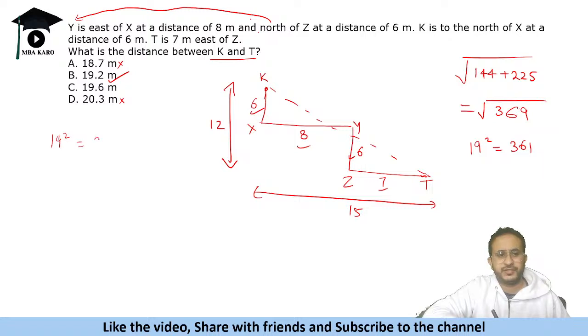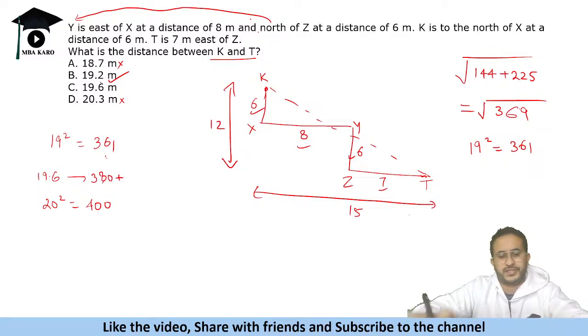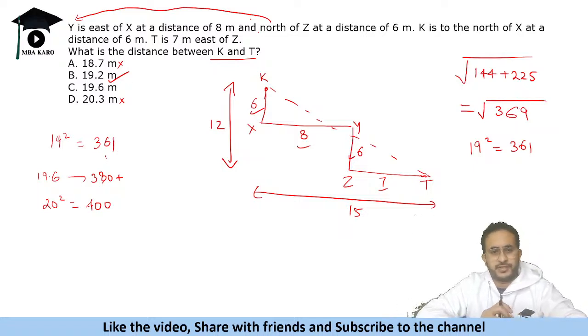19 square is 361. 20 square is 400. Okay, अगर 19.6 का निकालना है, it has to be closer to this, between these, मतलब 19.5 will be somewhere between this, so it has to be 380 plus. Okay, so 19.2 fits the answer based on the options. If it was 19.2 and 19.3, then you would go ahead and calculate the exact square root, but that was not needed. So the answer is 19.2 meters.